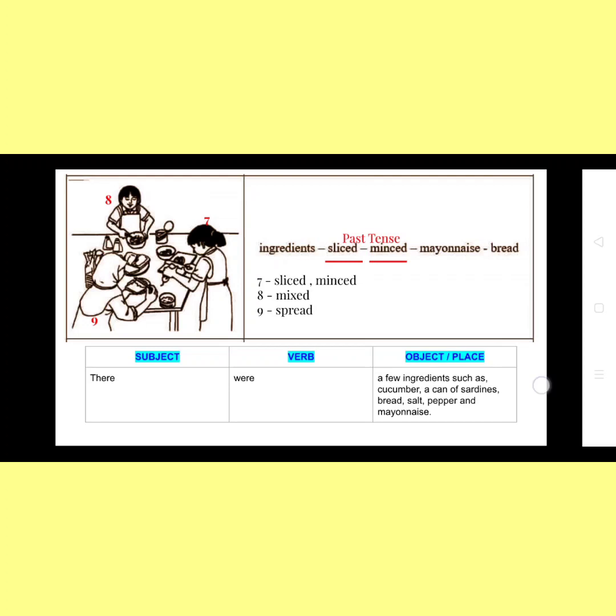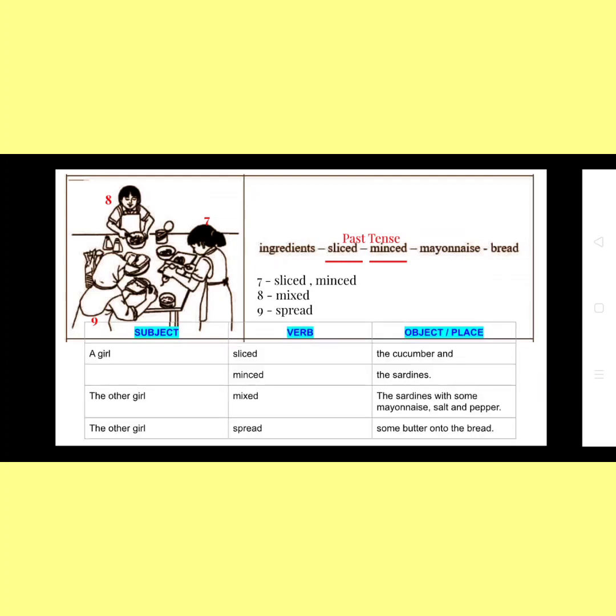Let's look at the next sentences for picture number 2. A girl sliced the cucumber and minced the sardine. The girl probably did 2 works at the same time. The other girl mixed the sardines with some mayonnaise, salt, and pepper. The other girl spread some butter onto the bread.